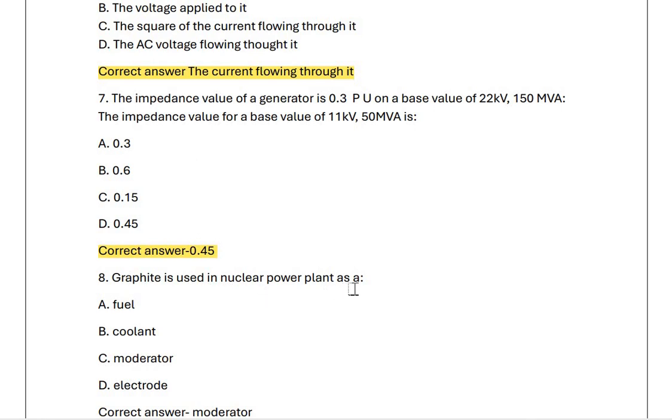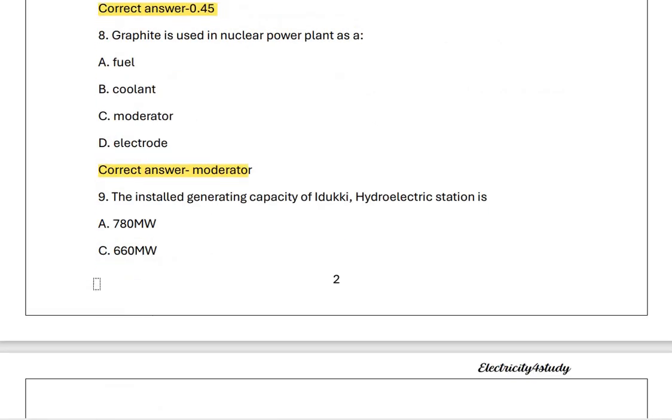8. Graphite is used in nuclear power plant as A. fuel, B. coolant, C. moderator, D. electrode. Correct answer: moderator.